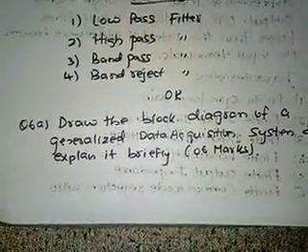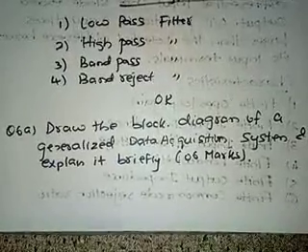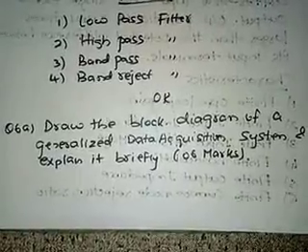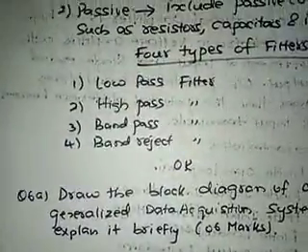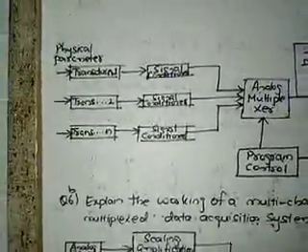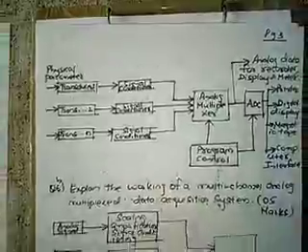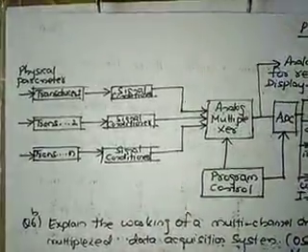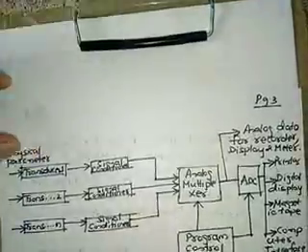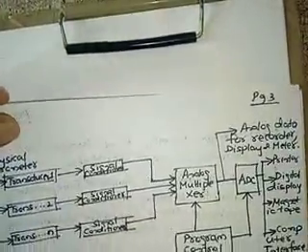Question number 6a. Draw the block diagram of a generalized data acquisition system and explain it briefly. This is asked for 6 marks. This is the block diagram of a generalized data acquisition system, as you can see here.